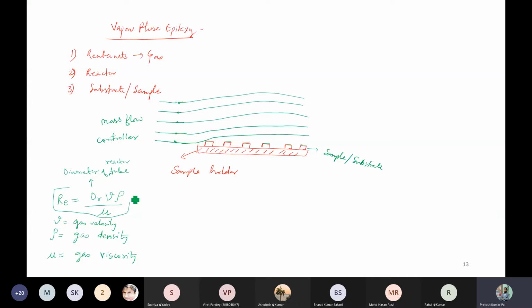In this process of vapor phase epitaxy, the flow of gas should be a controlled flow. The flow of gas is basically of two types: one is laminar flow, and the other is called turbulent flow.